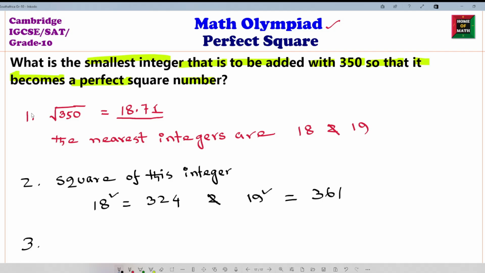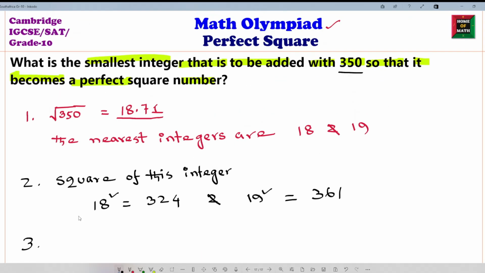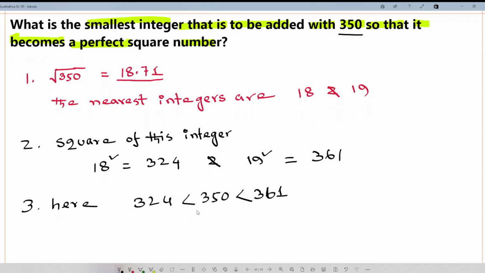Now we will check which one is larger than and lower than 350. Here 324 is less than 350 and 361 is larger than 350. Okay, so in this case we have to find out the difference with the larger one.